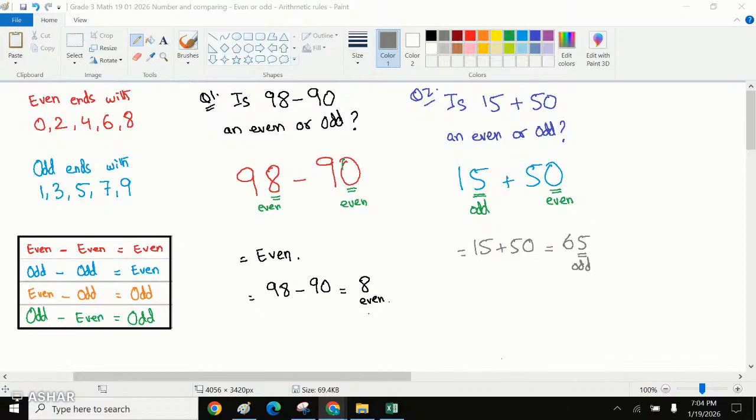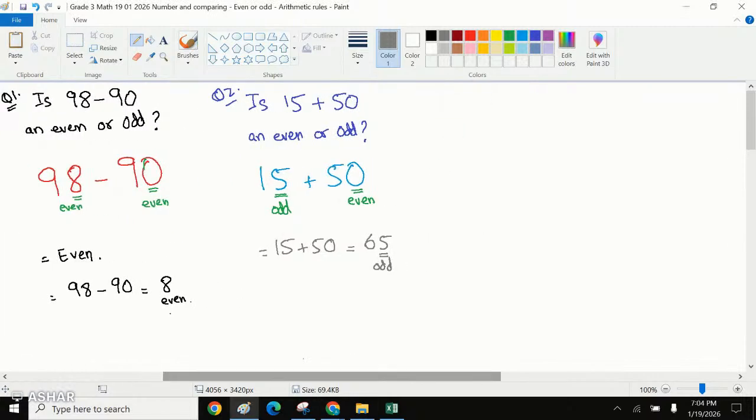Okay, let's have a look at another question. Our reasoning right now is just even and odd, right? We would look at the answers, but more important is, will the answer be even or would the answer be odd, right? For question number 3, if I say, is 66 minus 15 an even number or an odd number?